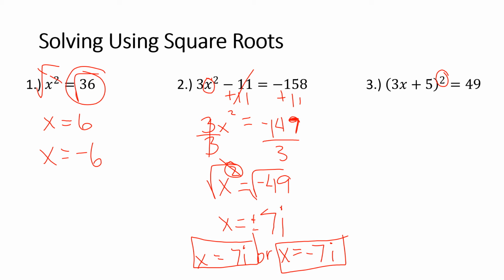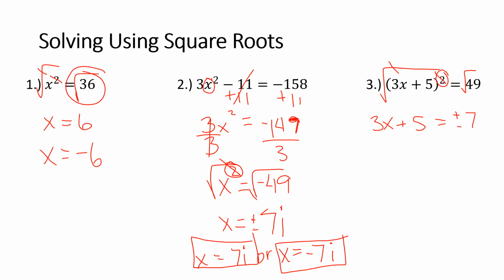So the very first thing I'm going to do with this problem is take the square root of both sides. That way the square and the square root cancel out on the left. We have 3x plus 5 equals square root of 49. Square root of 49 is 7, but don't forget when we're solving these problems we should get two answers, so we have to put that plus or minus.